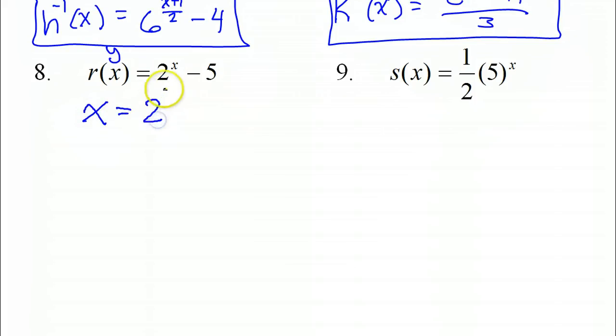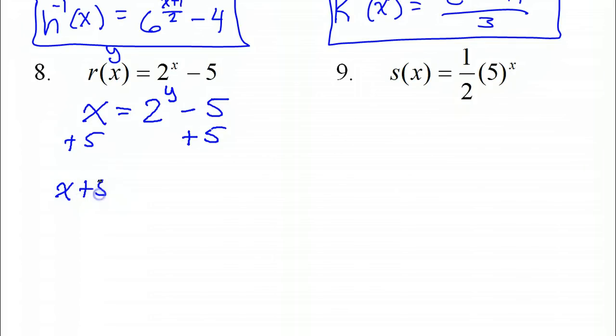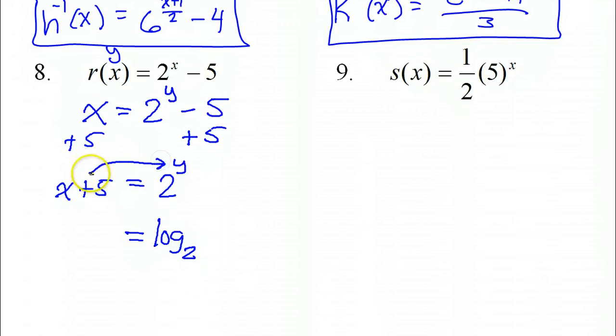Now, before I can write this in log form, I need the exponent part to be by itself. So I am going to add 5 to both sides like this. And that will give me x plus 5 equals 2 to the y power. Now, if I rewrite this in log form, because I'm trying to get y by itself, start with the base. The base is 2, so I will have log base 2. Now the x plus 5 and the y are going to switch places. So I'll have y equals, and then log base 2 of x plus 5.